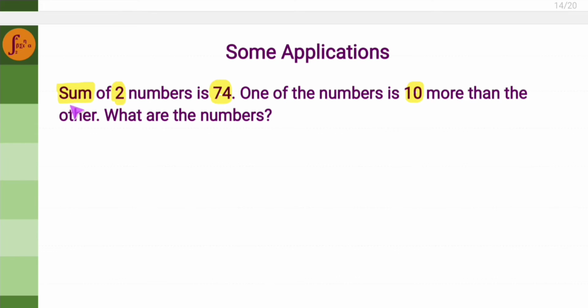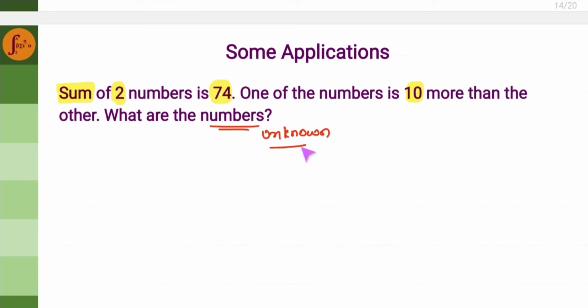First example: the sum of two numbers is 74. One of the numbers is 10 more than the other. What are the numbers? So it's a puzzle. We don't know both the numbers. We only know the total of those two numbers, right? When you add those two numbers, we will get 74. So we don't know what the numbers are. This is an unknown.